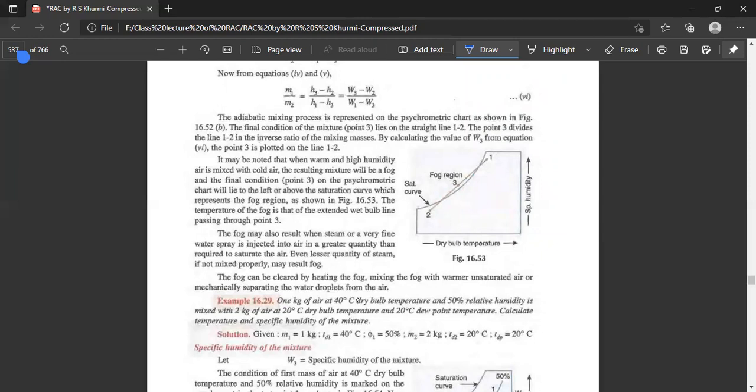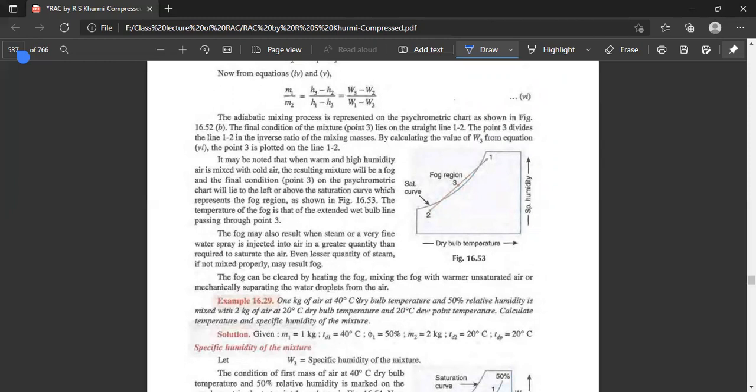The adiabatic mixing process is represented on the psychrometric chart as in the figure here. The final condition of the mixture, point 3, lies on the straight line 1 to 2. Point 3 divides the line 1 to 2 in the inverse ratio of the mixing masses.